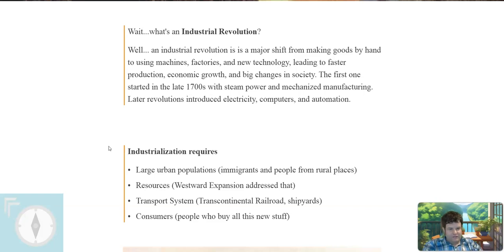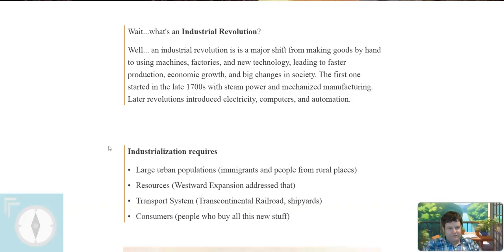Another thing you need is transportation. You need to be able to move raw materials into factories, and you need to be able to move finished goods out of factories to wherever they need to be sold, quickly and efficiently. For America, the Transcontinental Railroad is going to be important, and our shipyards along the Great Lakes and the eastern seaboard will play an important role.